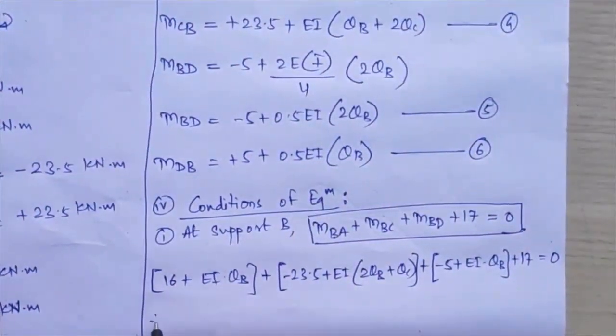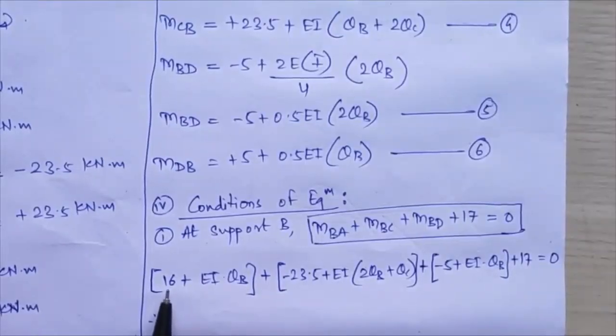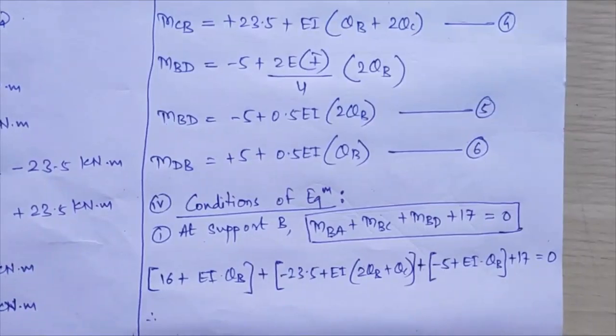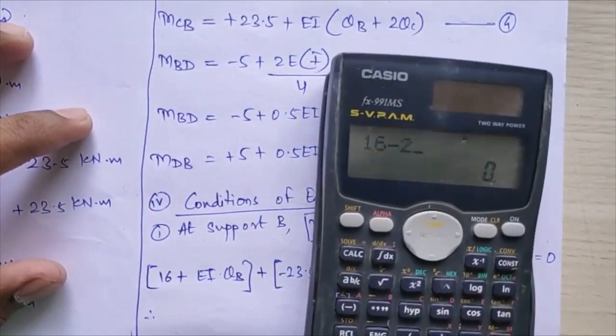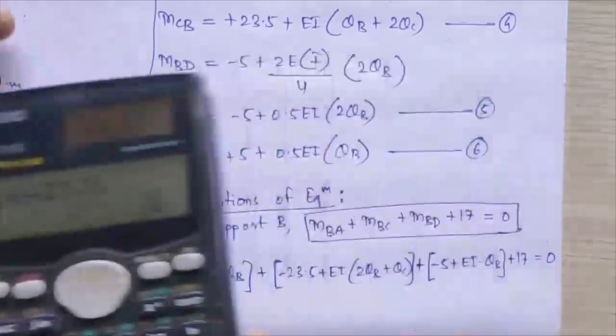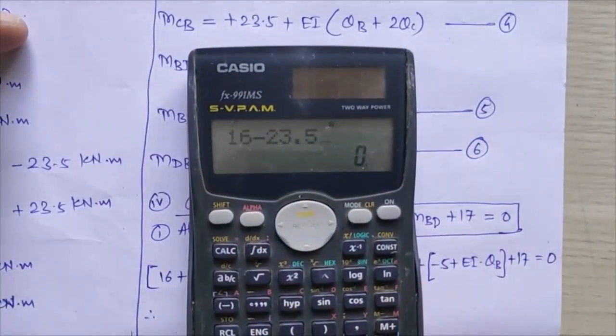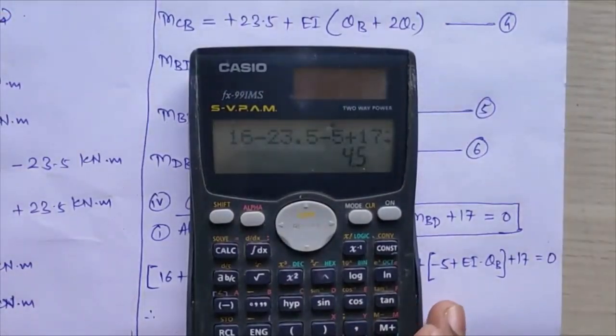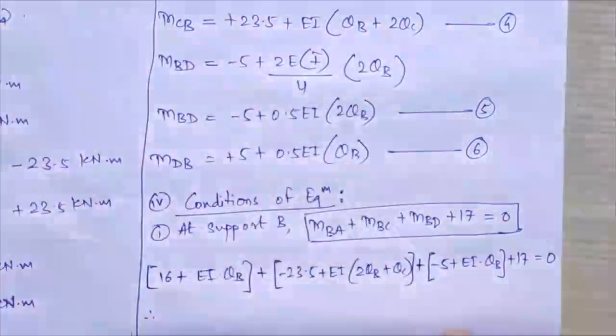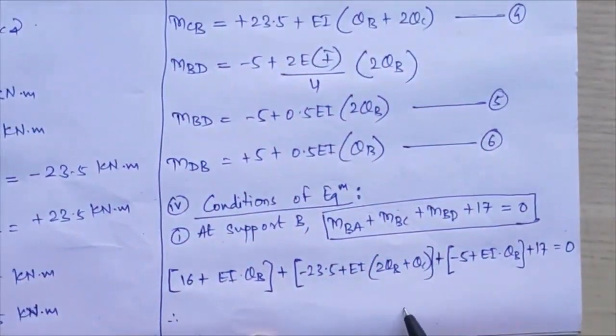I'll simplify this. First the constant terms, I'll see: plus 16 minus 23.5 minus 5 and this plus 17. I'll solve for them. 16, minus 23.5, next is your minus 5 plus 17. So this I am getting as 4.5. So 4.5, if that goes on the RHS, that comes equal to minus 4.5.